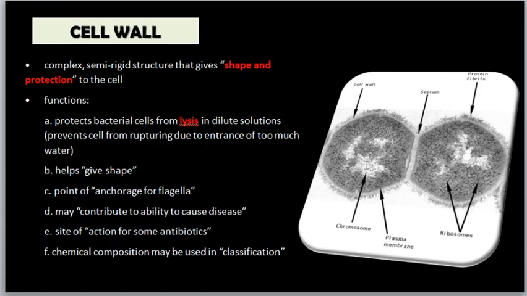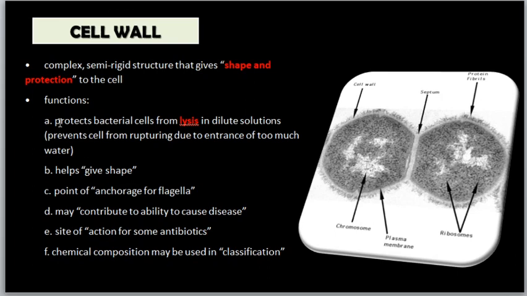The next topic in this is the cell wall. We're trying to know what composes the cell wall of a certain prokaryote. So when you say cell wall, it is a complex semi-rigid structure that gives shape and protection to the cell. Mainly protection siya. So complex yung ating cell wall. Why? Because it is composed of your peptidoglycan.